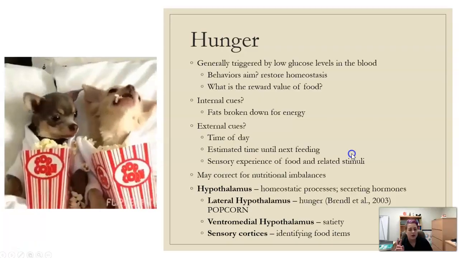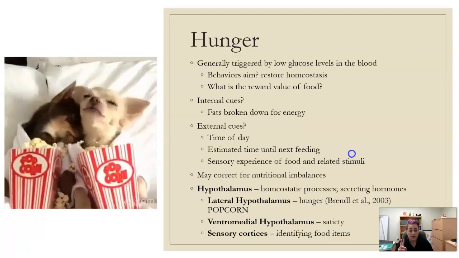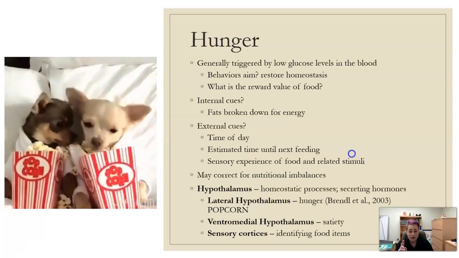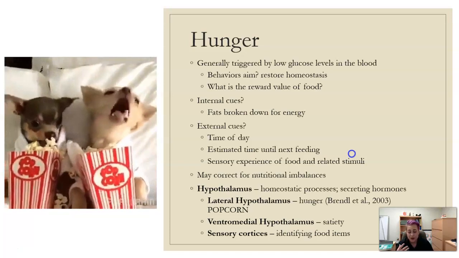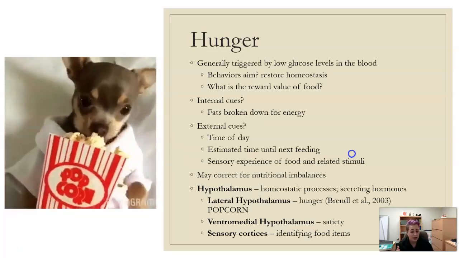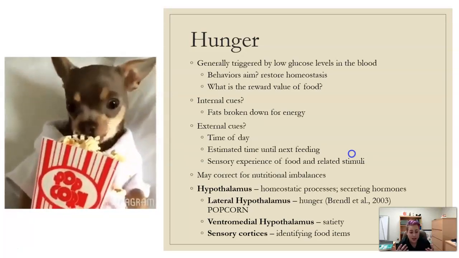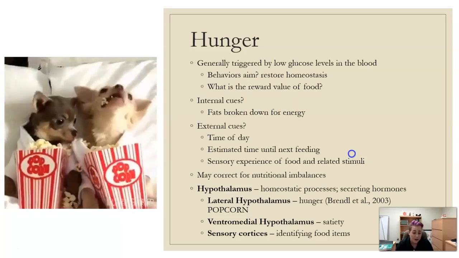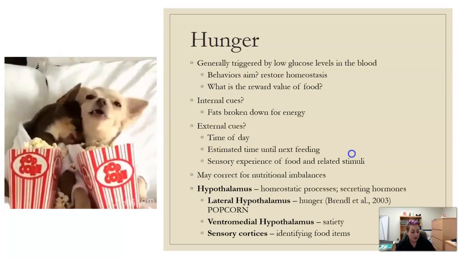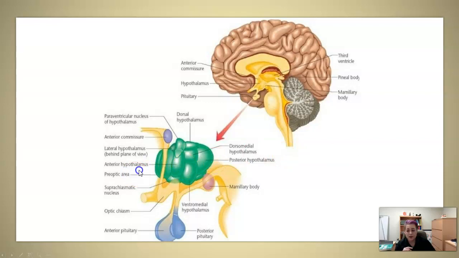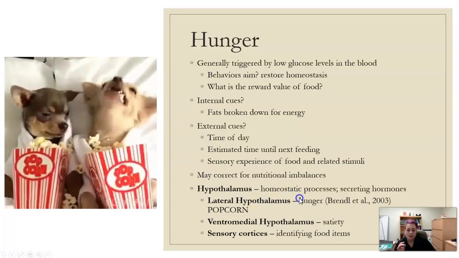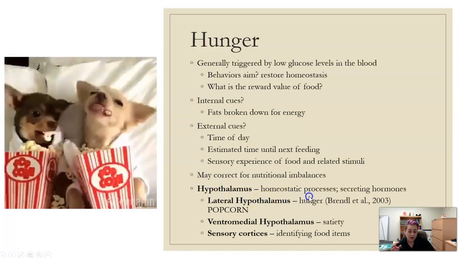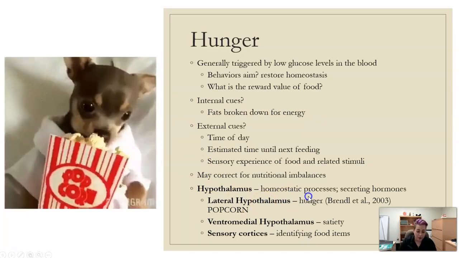But two illustrative drive states we want to talk about are hunger and thirst. These are your big ones. Because when you're hungry or thirsty, your body's missing something that it severely needs. Your hypothalamus is responsible for managing those homeostatic processes and secreting the hormones that are going to trigger you to eat. And so your lateral hypothalamus is going to be activated when you're hungry, right? And your ventromedial hypothalamus is going to be activated when you're full.